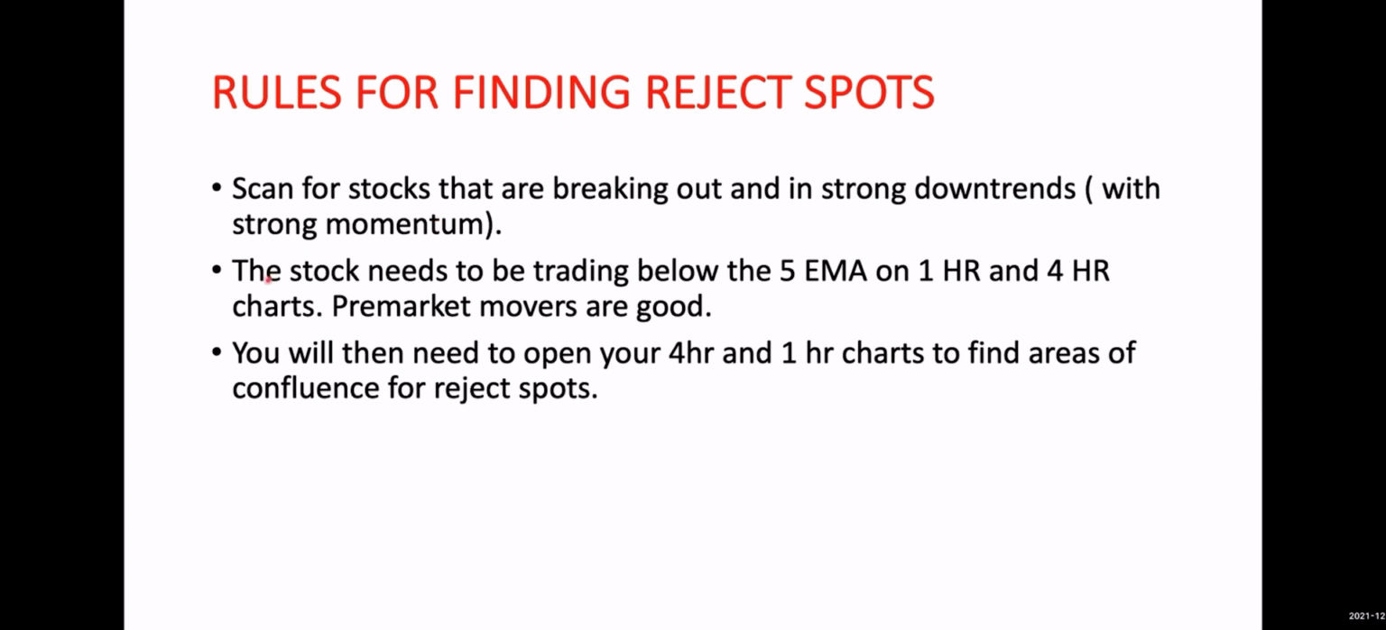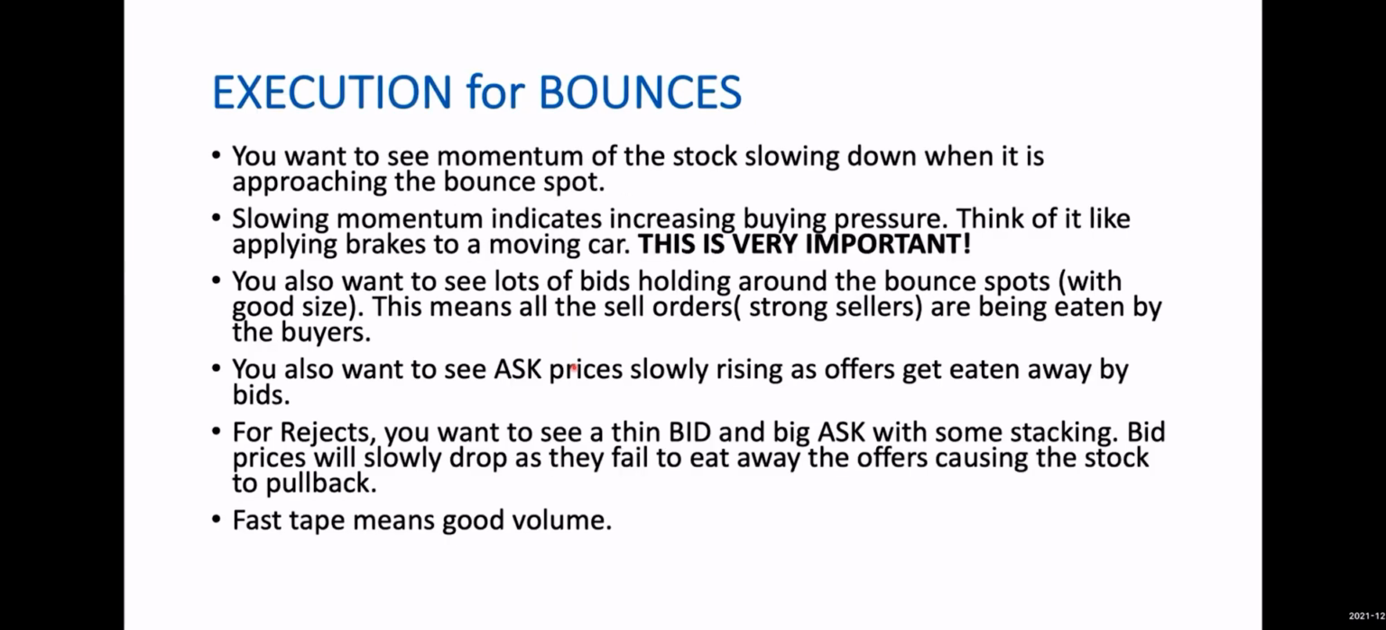All right. Anyway, so the stock needs to be trading below the 5 EMA on the 1 hour and 4 hour chart. Pre-market movers are good. You will need to then open your 4 hour and 1 hour charts to find areas of confluence for rejects. All right. So these are the 2 rules that you need to follow. And then some execution tips. Please pay attention to the slide.